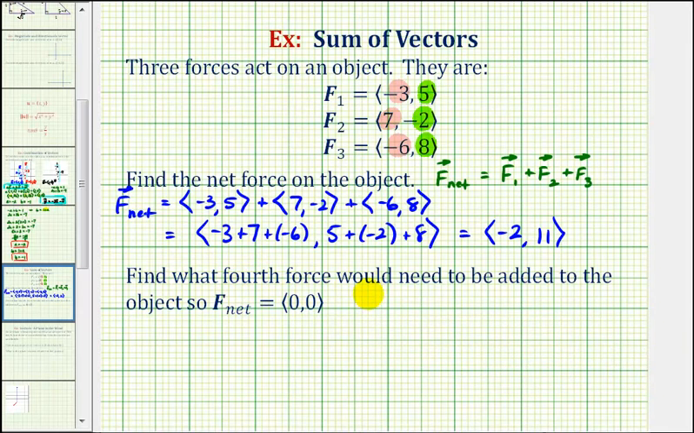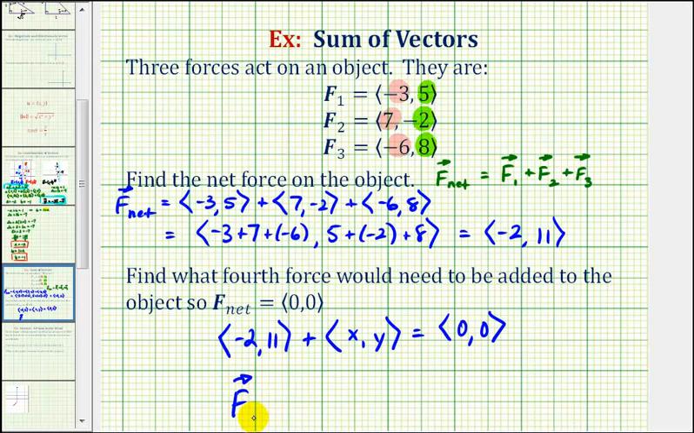Now we're asked what fourth force would need to be added to the object so the net force would be 0. So they're asking us, if we start with our net force of -2, 11, what vector will we have to add to this? So the new net result would be the 0 vector. So written in this form, we can easily see the horizontal component, or x, must be the opposite of -2 or +2, and the vertical component, or y, must be the opposite of +11 or -11. So the fourth force would be +2, -11.